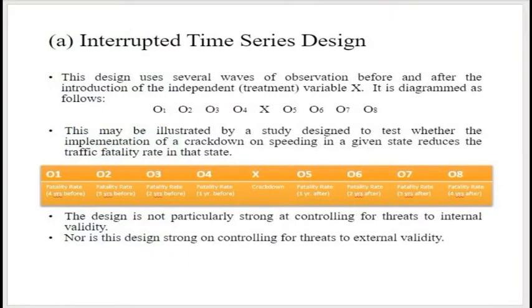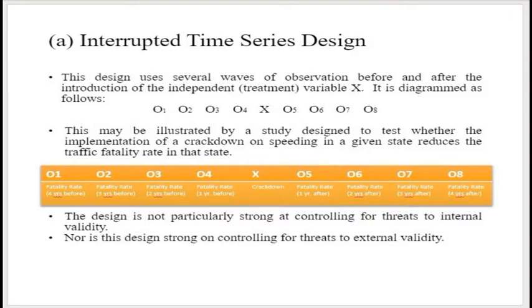Interrupted time series design. This design uses several waves of observation before and after the introduction of the independent variable, that is the treatment variable, called X. It is diagrammed as follows: observation 1, observation 2, observation 3, observation 4, then introduce the independent variable, the treatment called X, and after introducing X, observation 5, observation 6, observation 7, and observation 8.